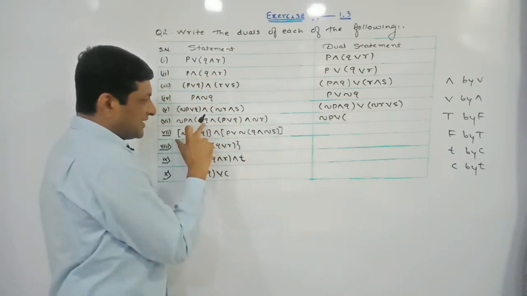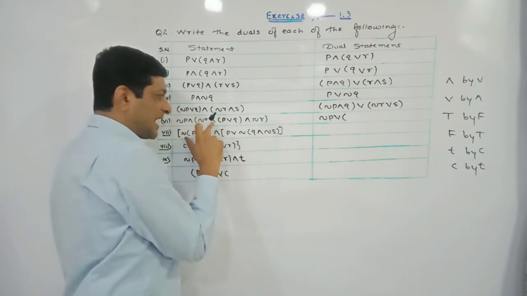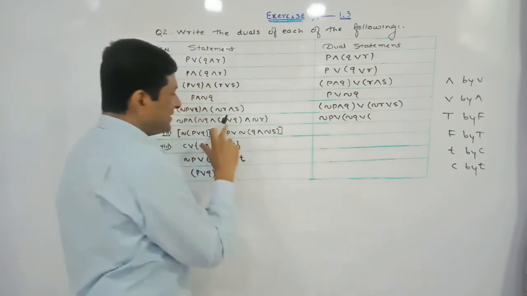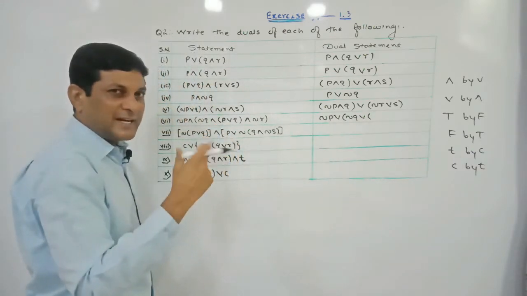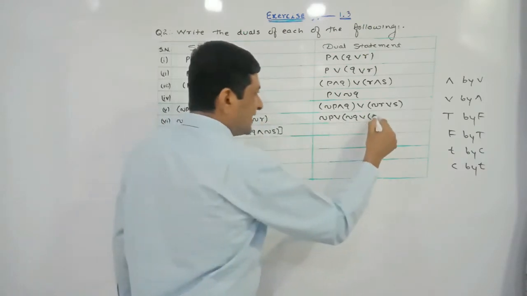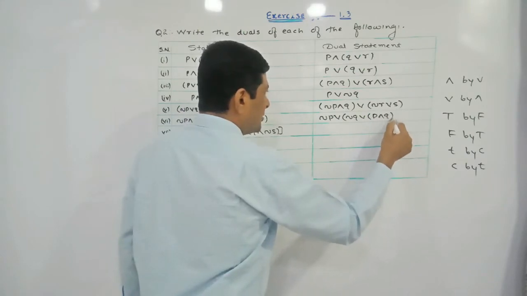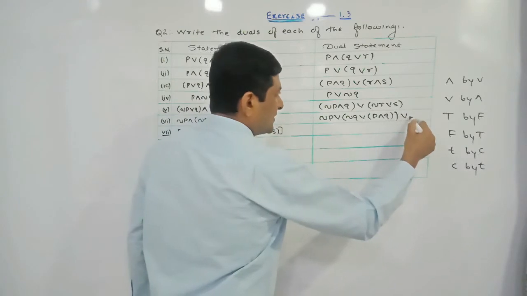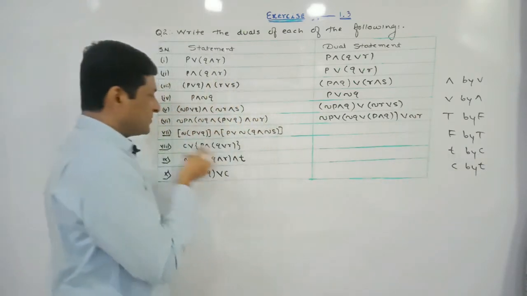Again here negation Q as it is, and replace this AND by OR. Negation Q OR. Again in this bracket OR is there, and OR will get replaced by what? AND. So here we will get P and Q. Again this AND will get replaced by OR negation R. So observe the next statement.